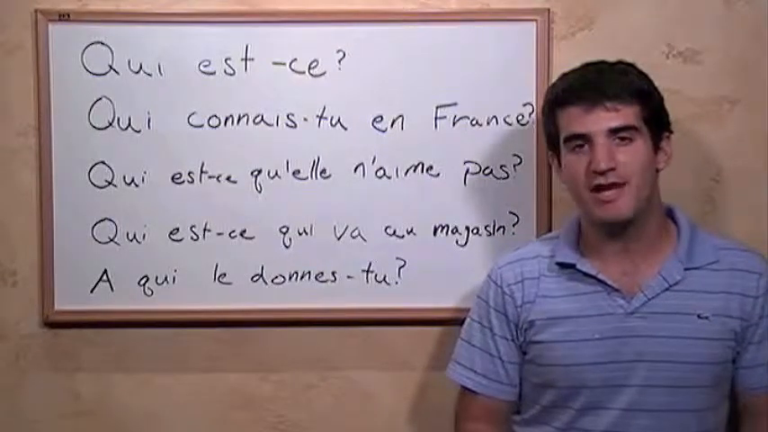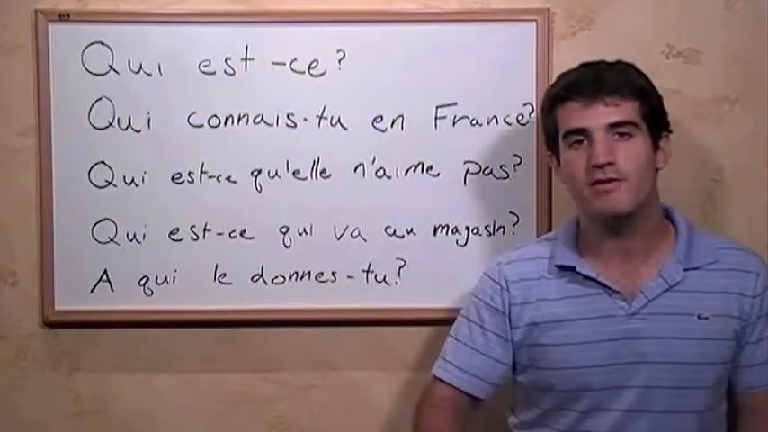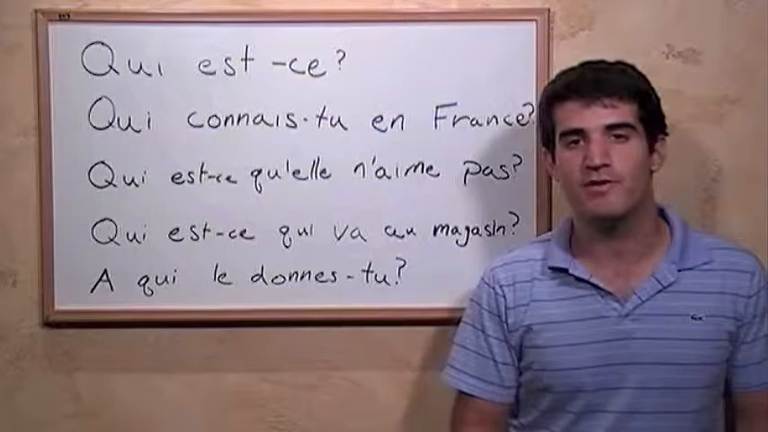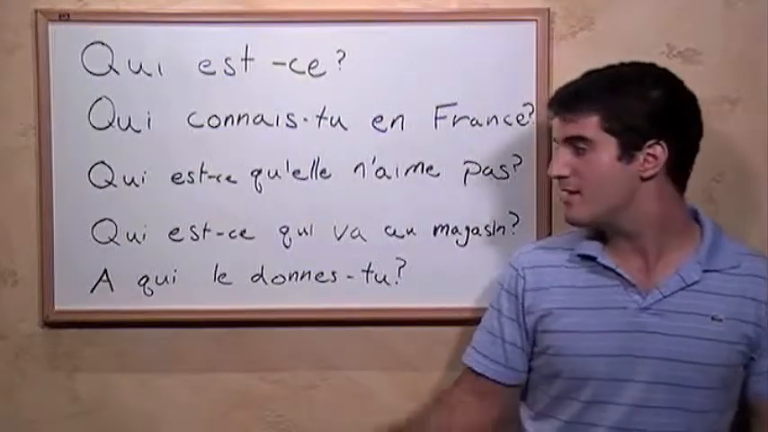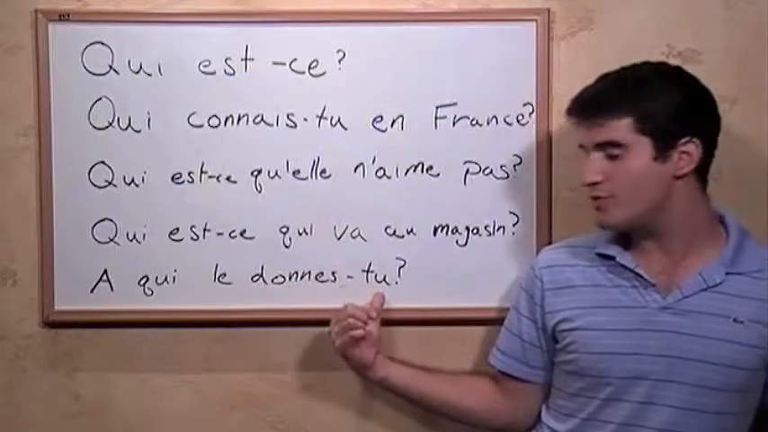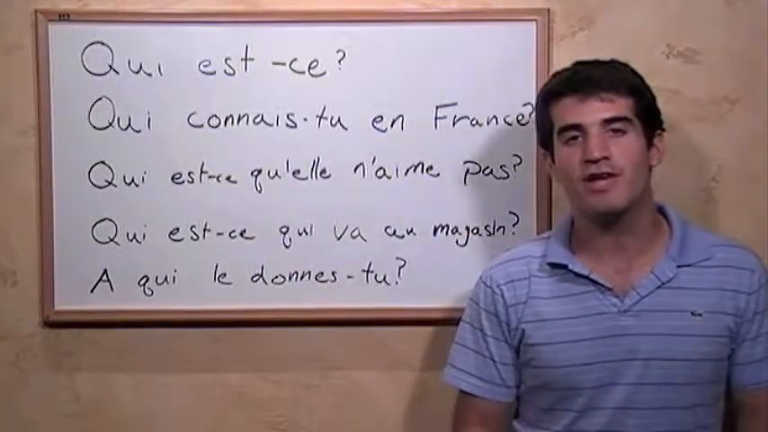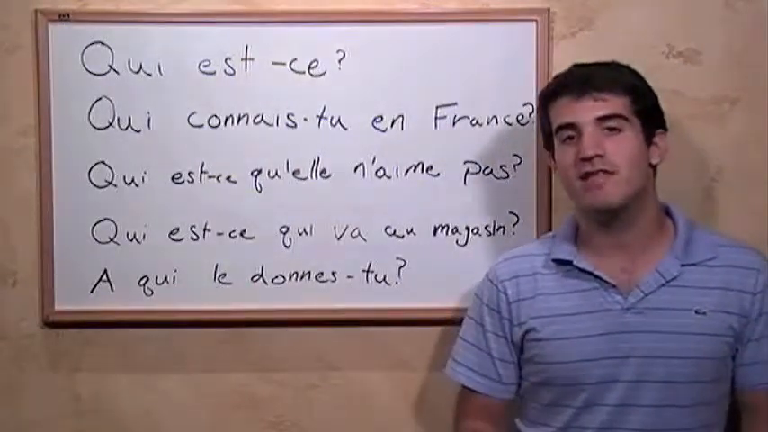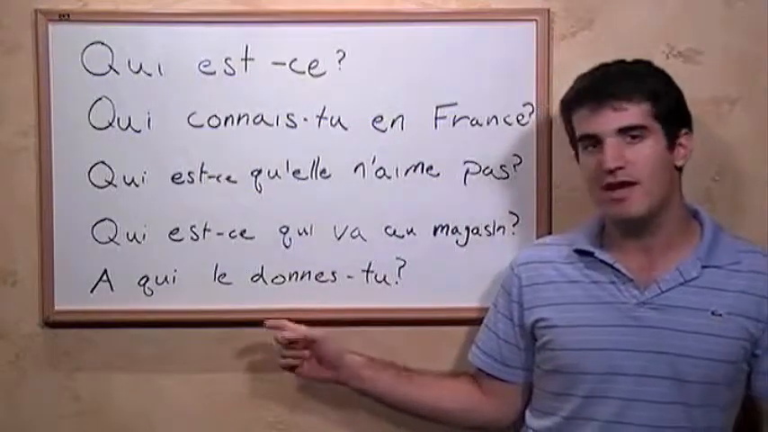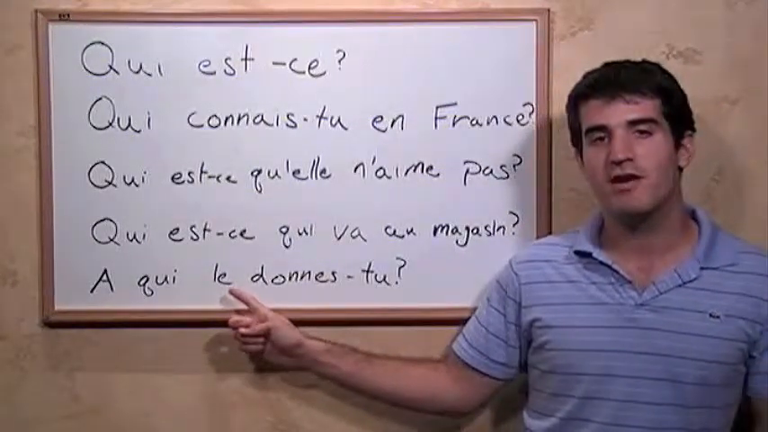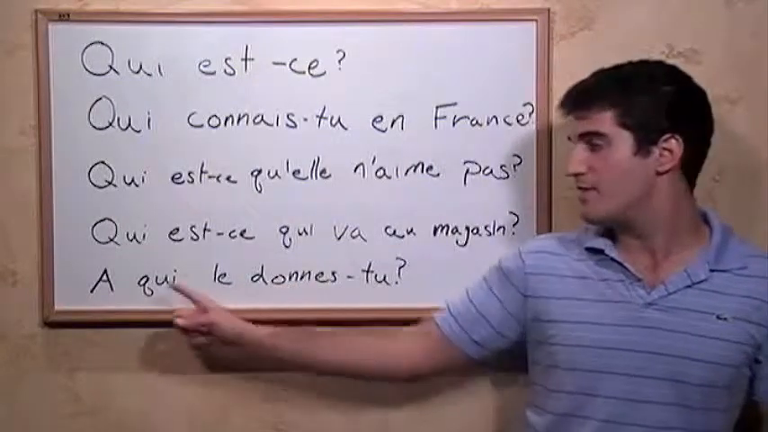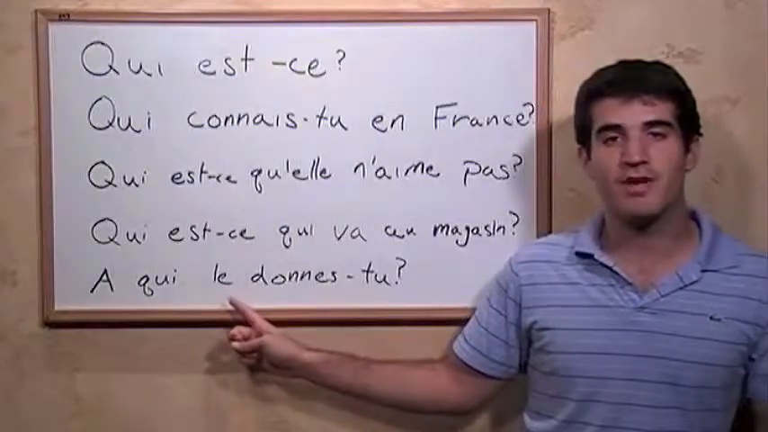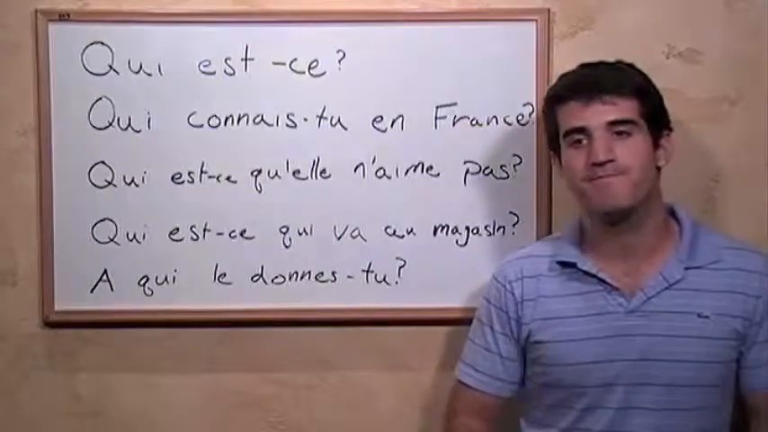Now if qui is the indirect object, if you want to say to whom, then you have to say à qui, which is directly translated to whom. An example of this is à qui le donnes-tu? To whom are you giving it? Now notice that in this example we have inversion, and this direct object pronoun comes before the verb, like usual. These other constructions don't change that fact. The direct object and the indirect object pronouns will always come before the verb. C'est tout.